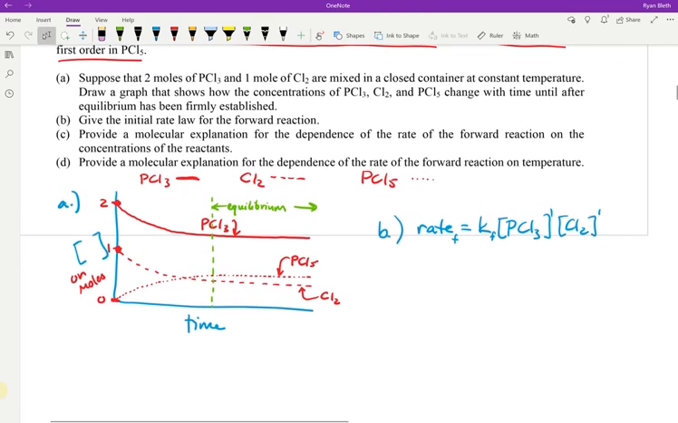So C says provide a molecular explanation for the dependence of the rate of the forward reaction on concentrations of the reactants. When you hear that kind of prompt, provide a molecular explanation, that's a good code phrase that says make sure you're talking about collisions. Make sure you're talking about particles and their collisions when it comes to the rate of a reaction, or how something influences the rate of a reaction. Collisions. And part D, again, provide a molecular explanation. Make sure you're talking about particles and collisions.